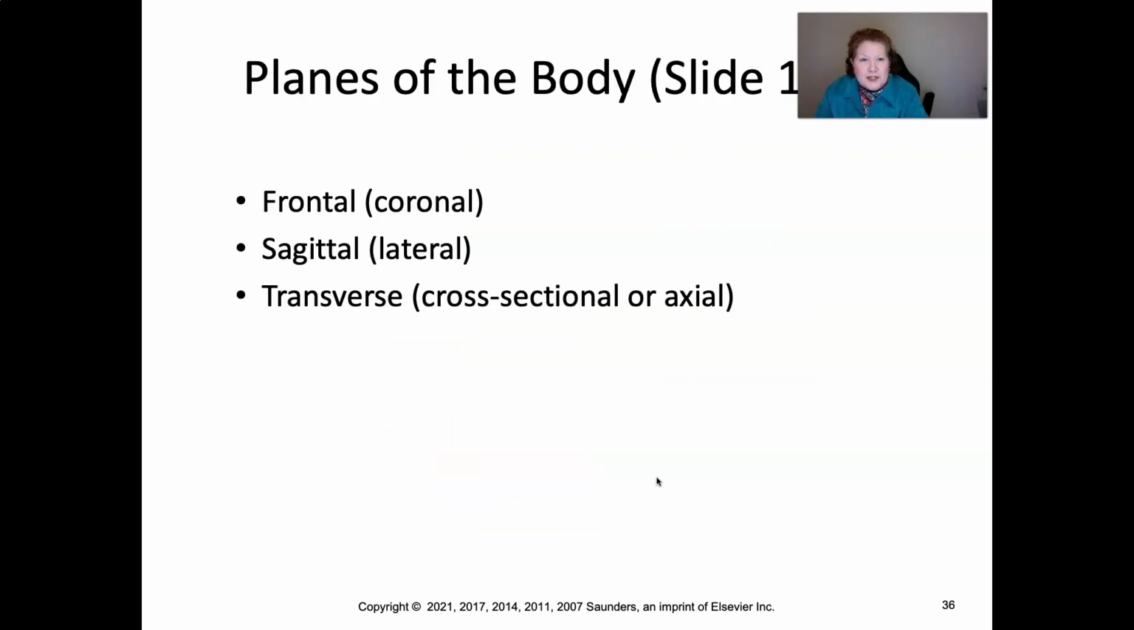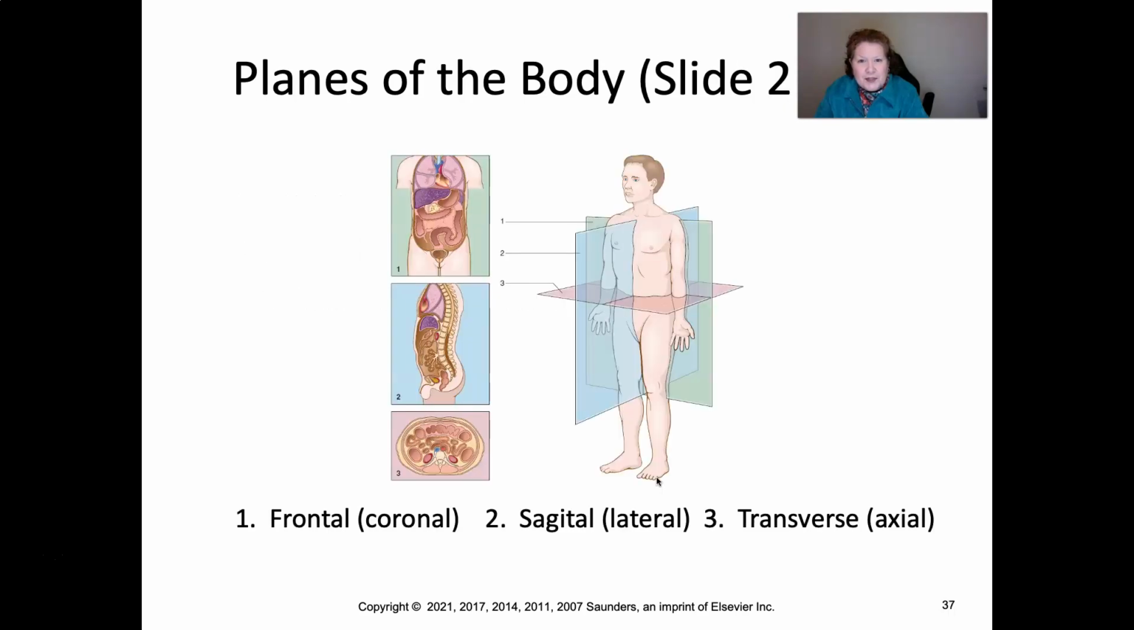Then we get to the planes of the body. You have a frontal or a coronal plane. You have a sagittal or a lateral plane. And then there's a transverse or a cross-sectional axial plane. I hear axial, lateral, coronal oftentimes used. Frontal, sagittal, and transverse are also used. Cross-sectional, not quite so much. But you, again, have got to understand what these are. And this gives you a really good view so that you understand.